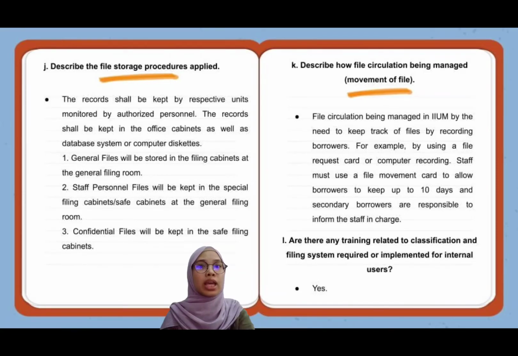And the next question is, is there any training related to the classification and filing system required and implemented for internal users? Yes, there is training related to the classification and filing system required and implemented for internal users. This is done to make it easier to manage the process of classifying, organizing, storing, and maintaining files as needed.